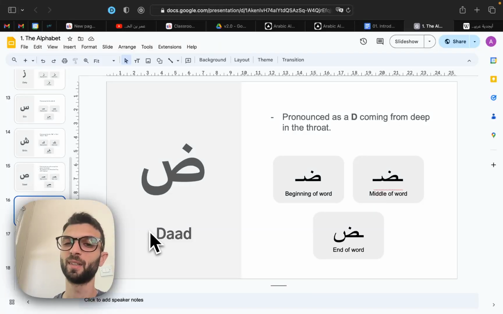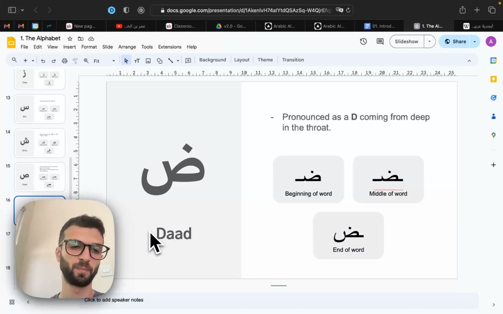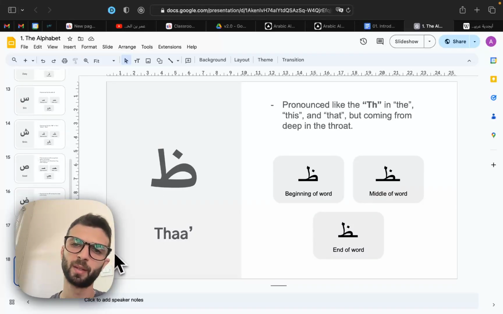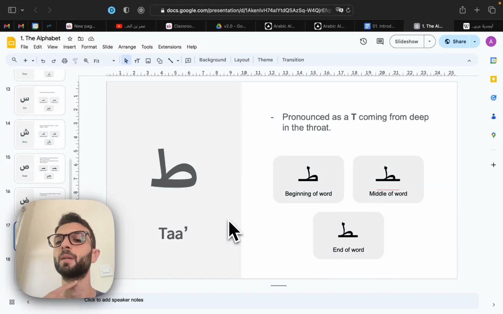Next is Dad, pronounced as a D coming from deep in the throat. So, it's not da, it's dad. Next is Ta, pronounced as a T coming also from deep in the throat. So we don't say ta, we say Ta. The sound is coming from deep in the throat.